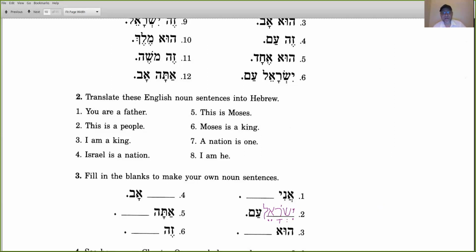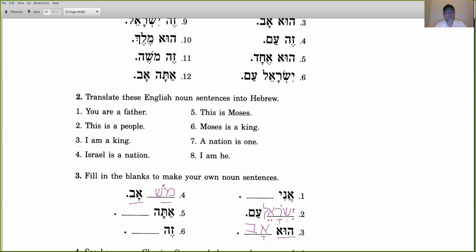Okay, number 3. The word who means he. So he is what? How about we could say that he is a father? Who, he is a father. Number 4. We have blank of. Why don't we put Moshe in there? Moses is a father.